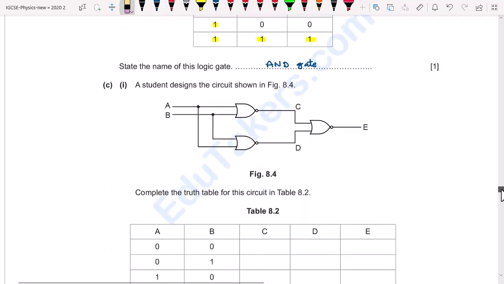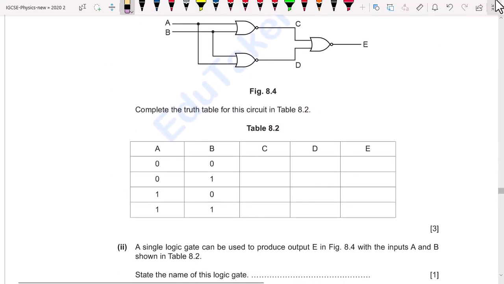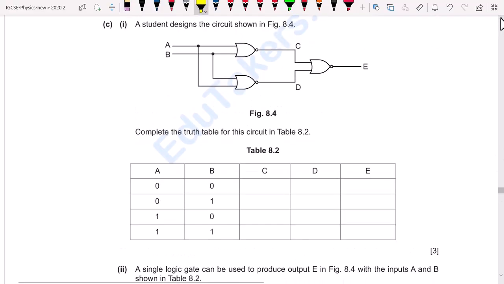There is another circuit in part C. Part 1. A student designs the circuit shown in figure 8.4 and computes the truth table for this circuit in table 8.2. So in the circuit there are two inputs A and B and a single output E. We have to complete the truth table. So when both inputs are low, both inputs are high, or one input is low and the other is high, then we have to fill the table for the outputs C, D and E.